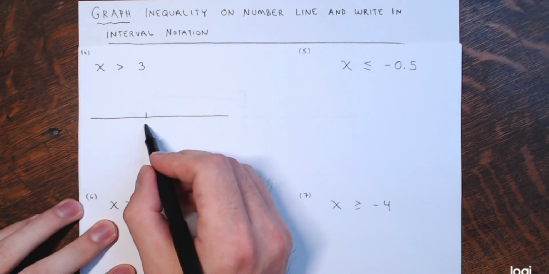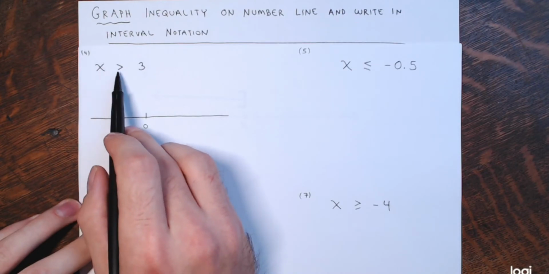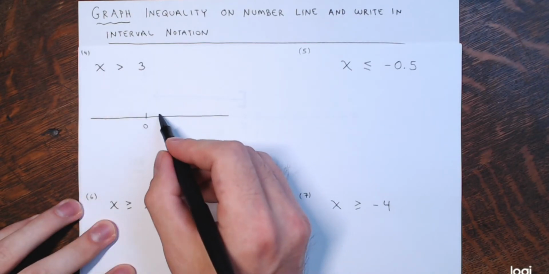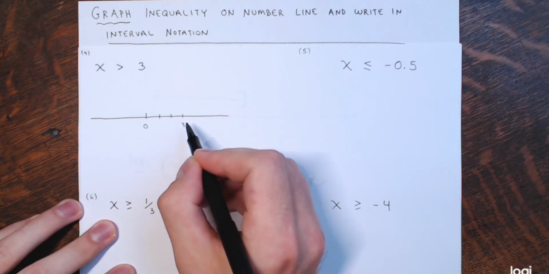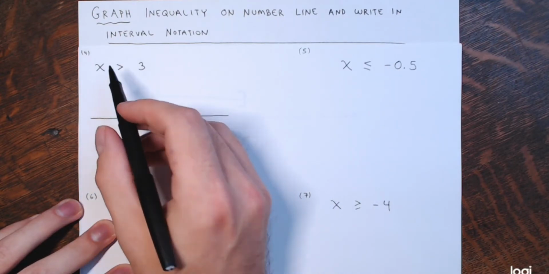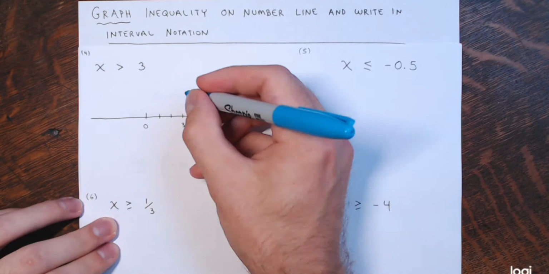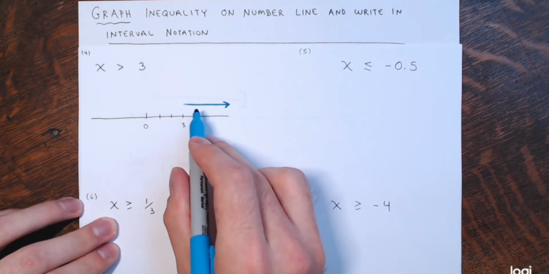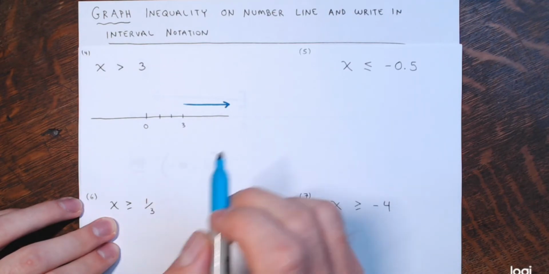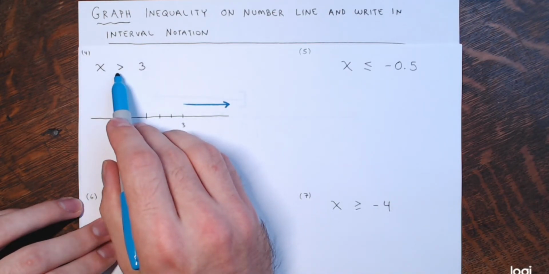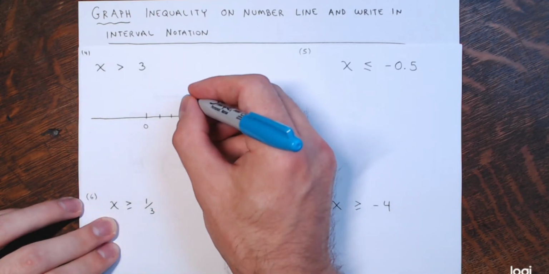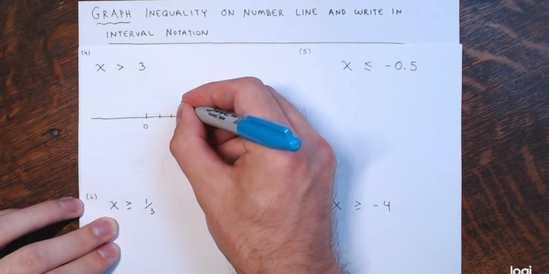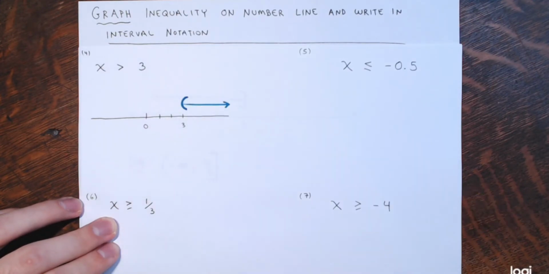Here's 0. I'm looking for all the numbers greater than 3. So here's 3, right? Let's say this is 3 here, 1, 2, 3. All the numbers greater than 3 are the numbers to the right of 3. So I'll indicate that with this arrow here, 4, 5, 6, 7, 8, and so on. But just greater than 3, not equal to 3. So 3 is not included, meaning I'm putting a parenthesis over the number 3.